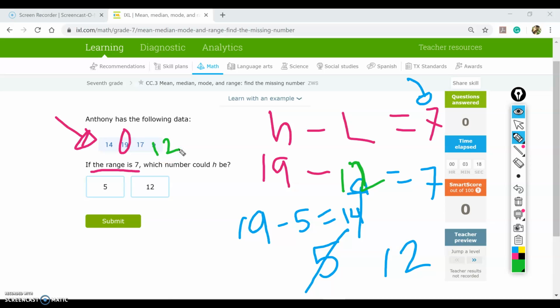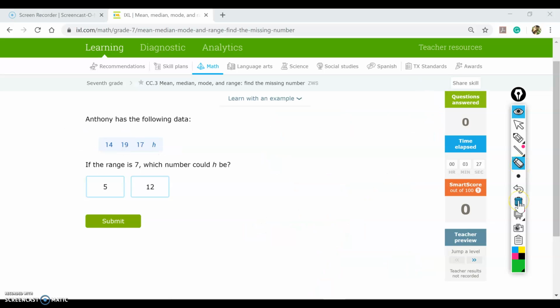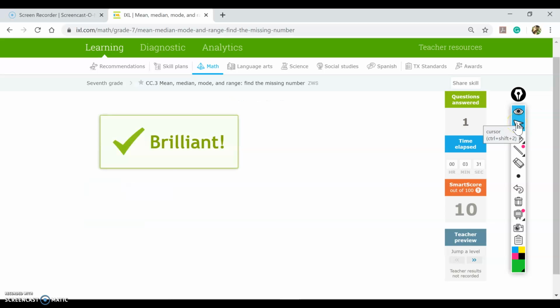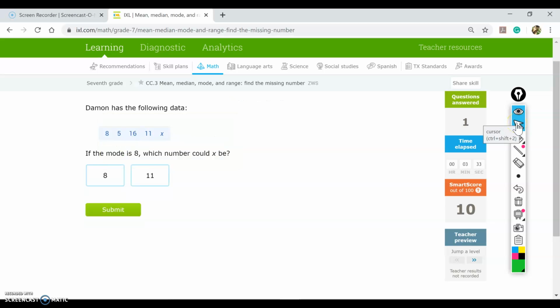Because the range is the highest minus the lowest value, and if I do 19 minus 12, I would get 7, which is exactly what I was looking for. So let me see if that is correct. We got it right. Okay, now let's do the next question.